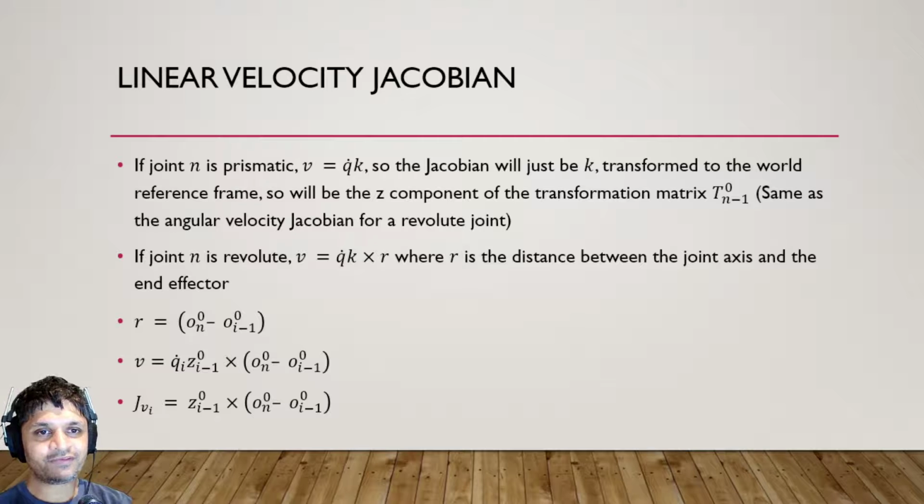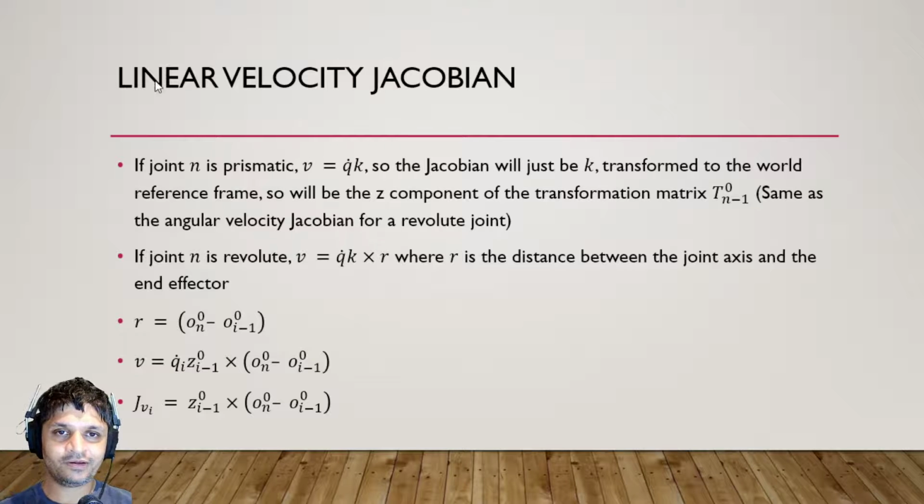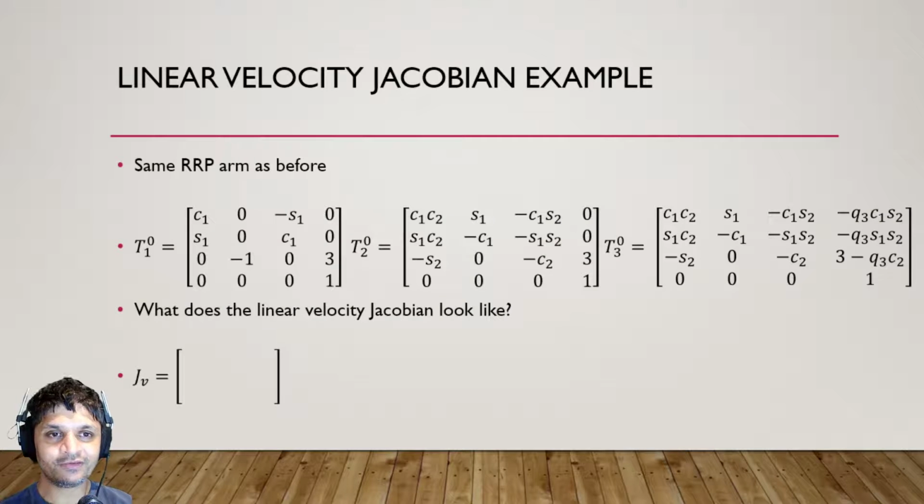And if the joint is revolute, we use the cross product, and if it's prismatic, it's just the Z component of the transformation matrix. We don't have to do the cross product there because it's prismatic. There's no need to find the perpendicular vector and all of that. Okay, so let's say we had the same RRP arm as before.